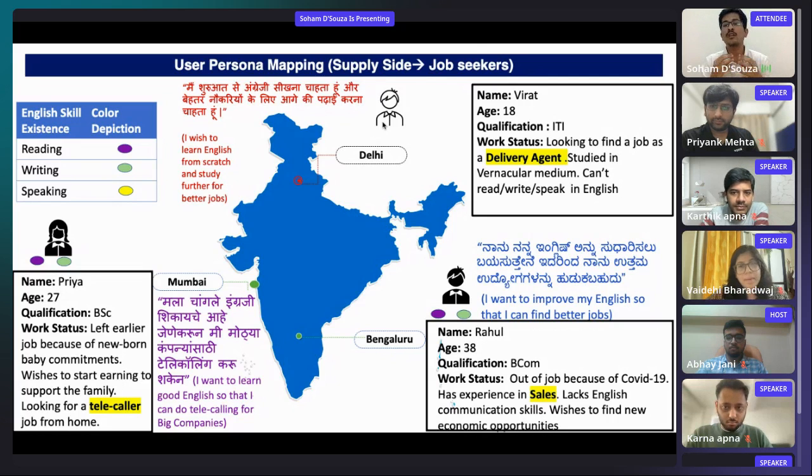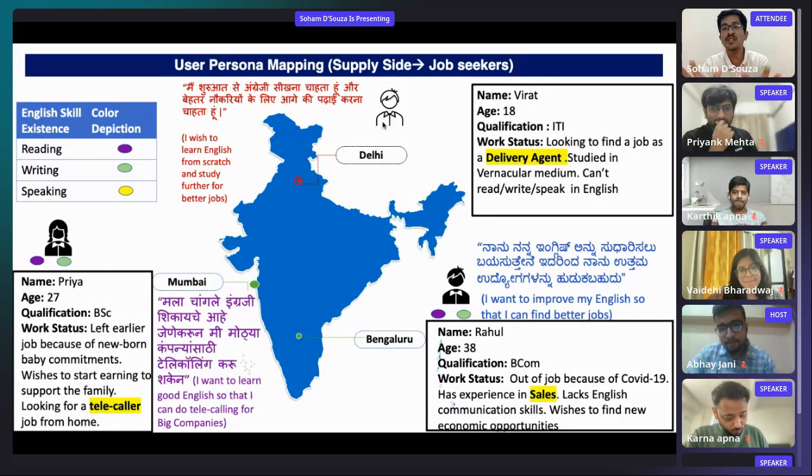She's already a telecaller in the edtech sector. Now she's looking for another work from home job in telecalling. And she knows that if she wants to be in edtech, which requires calling parents from ICSE, IGCSE backgrounds, you need to be good in English. So that's why I've written a statement in Marathi: Mala changla ingraji shikayche jenekarun mi mothya company. It means her aspiration is to go to bigger companies in telecalling.